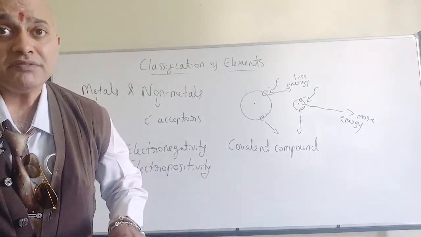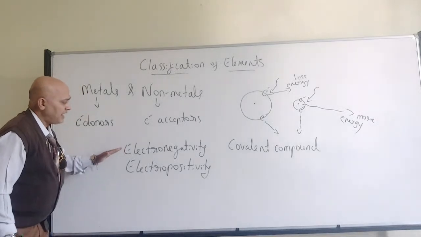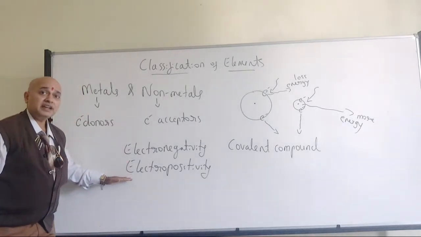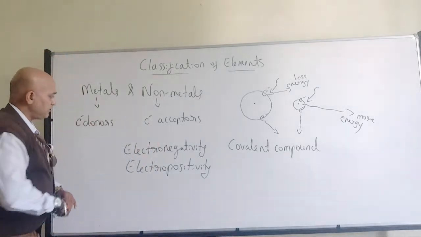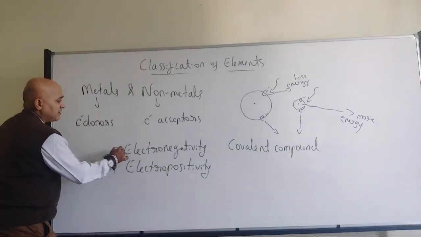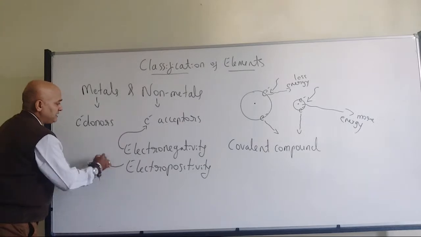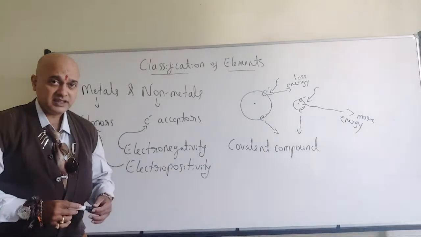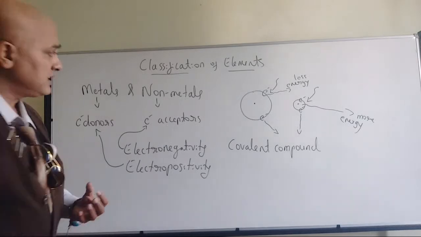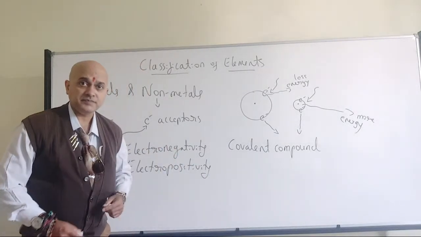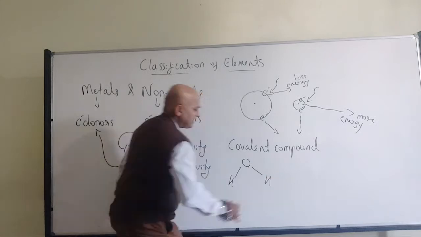Electronegative or electronegativity, electropositive or electropositivity, anything is fine. So that's where we have electronegative elements, and that's where we have electropositive elements. Now all of you have already written the answer, very good. So electronegativity, that's where the electron acceptors will come. Electropositivity, that's where electron donors will come, because since they are ready to lose the electron, they are called electropositive.